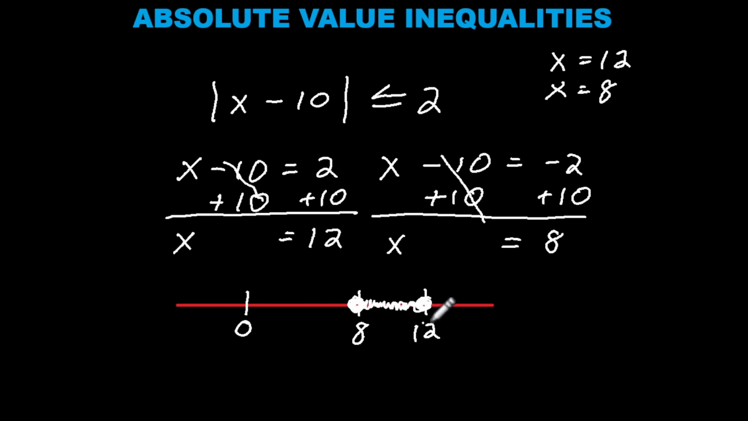So when they're linked together like this, I can write the inequality with the boundaries of 8 and 12. X has to be in between those values. So it'd be 8 is less than or equal to X, which is less than or equal to 12. And this is our final answer.